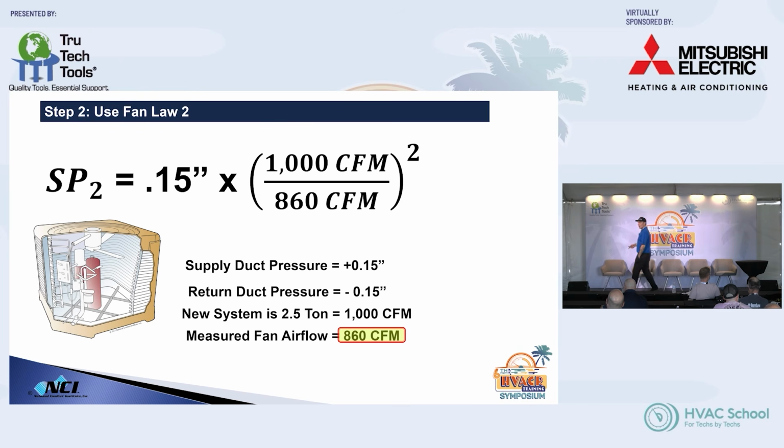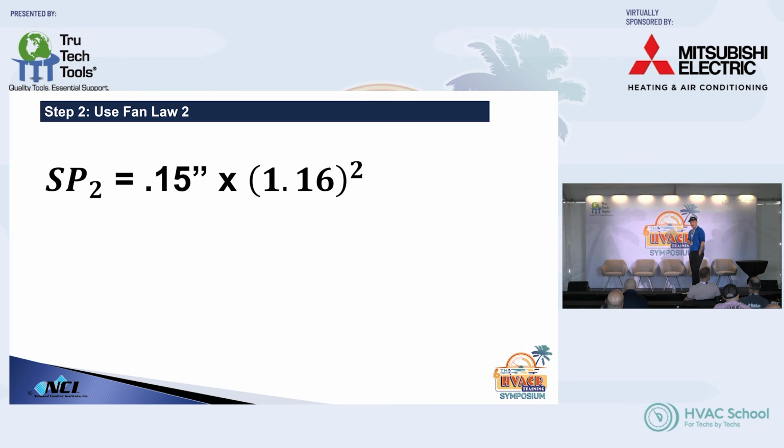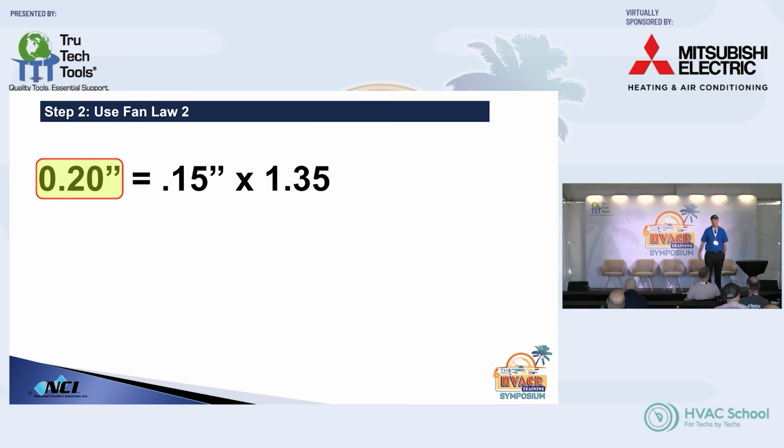That's what we want. What do we have on the bottom? 860 CFM. And our measured duct pressure is 0.15. We go through the math on it. Don't forget the square, multiply it times itself. We multiply 0.15, our measured duct pressure, times 1.35, and we get 0.2.